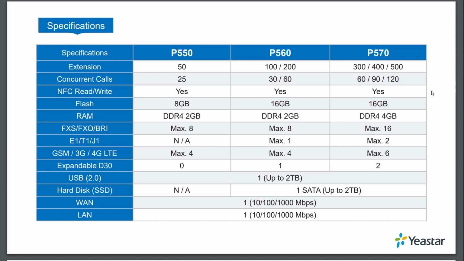Then other interfaces, basically P570 can support them all, but the amount of interfaces are a little bit different. As you can see, the FXS, FXO, or BRI, we can have 16 interfaces maximally. And for the E1, we can have 2. And for this cordless solution, we can have 6 channels. All right. Other parameters are quite simple, but just be careful, like I mentioned, only these 2 models, P560 and P570, can support hard disk drive, and the maximum capacity of your hard disk drive will be 2 terabits.